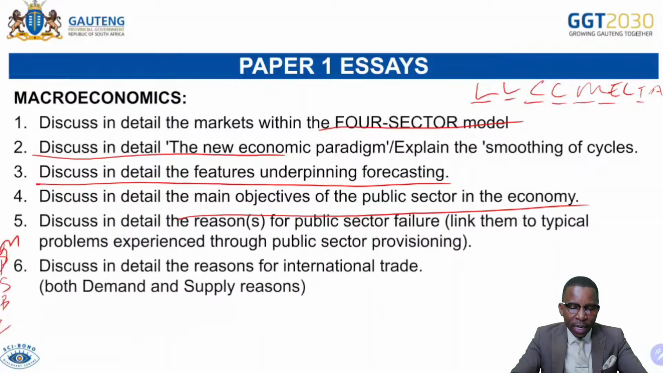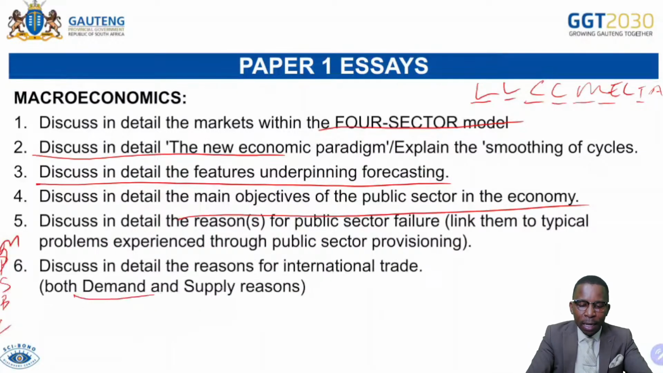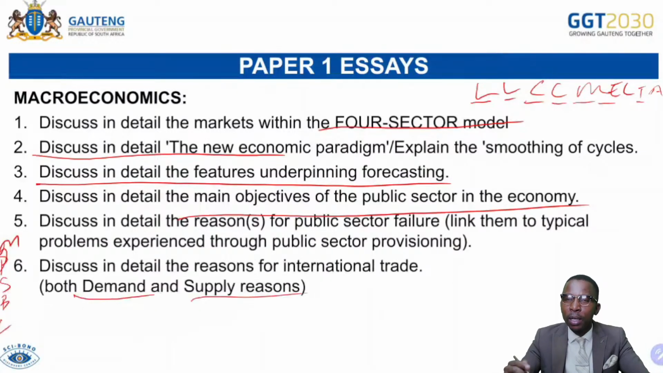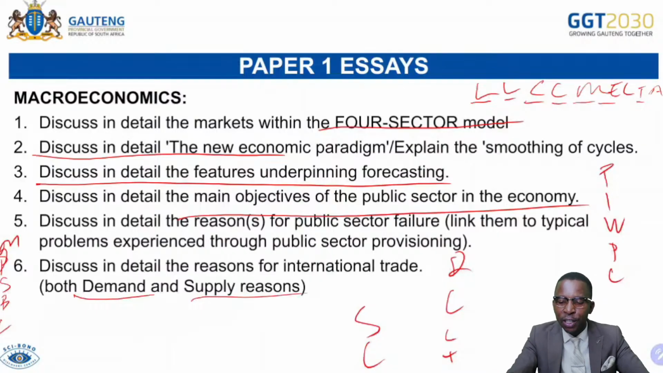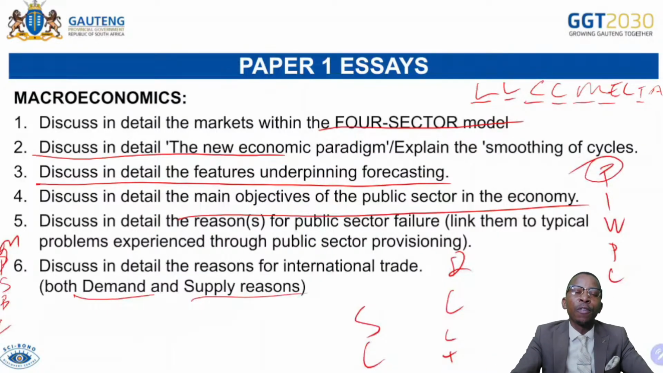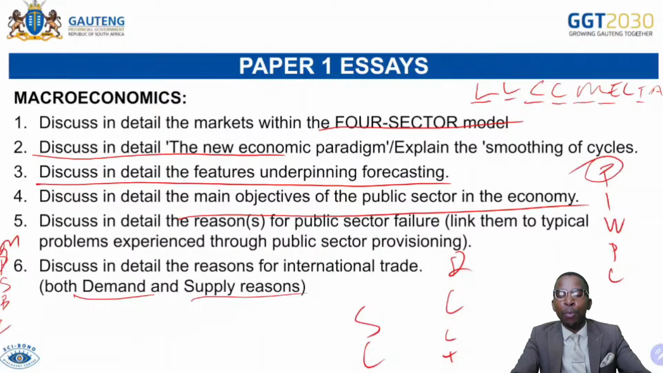And then discussing detailed reasons for foreign trade, demand and supply reasons. This is where we talk about people in Witbank preferring coffee or rich countries liking to send chocolate. Population size is on the demand side. So remember, the increase in population size increases the demand for goods and services, and some of those goods and services are not produced locally, they are produced abroad.